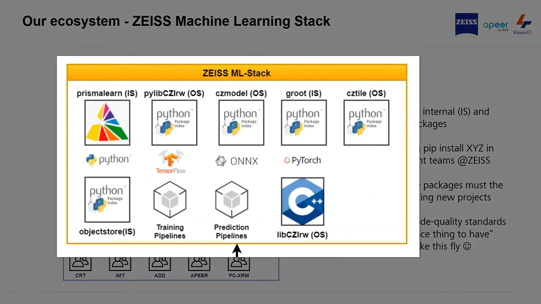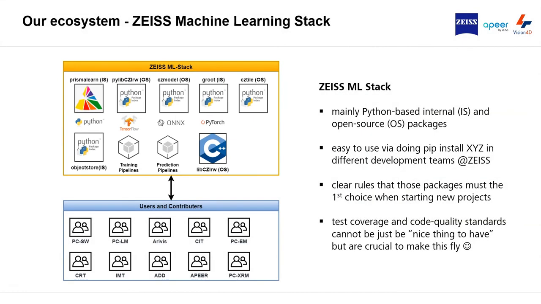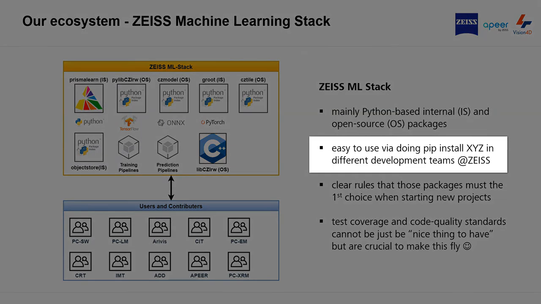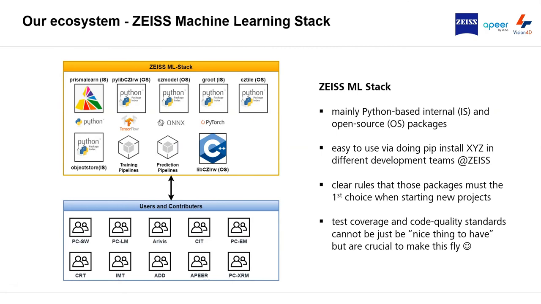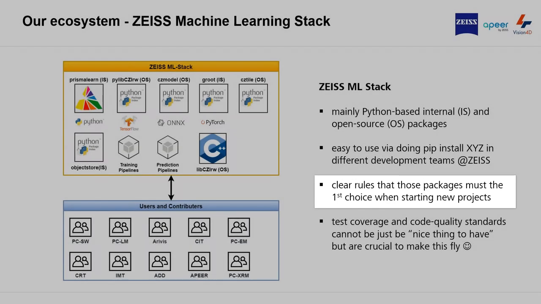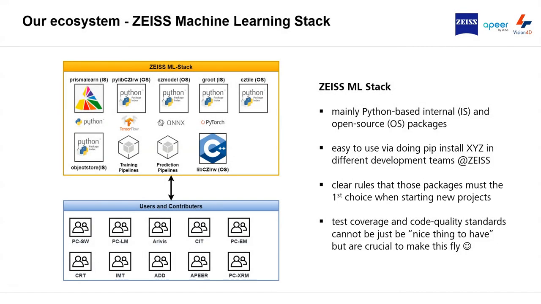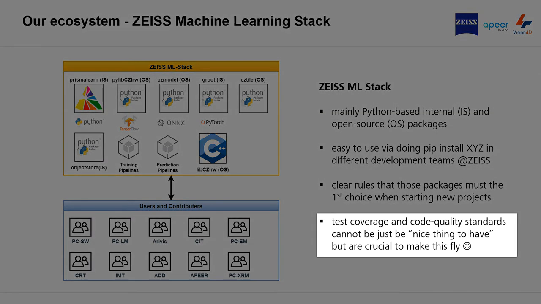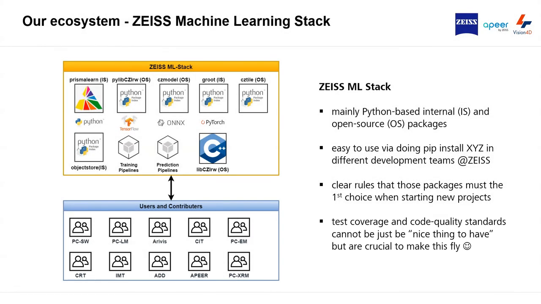The main components of our machine learning stack are shown here. It's mainly based on Python and organized into open source and internal packages. Everybody at Zeiss can easily use those simply by doing pip install xyz. We have a clear rule that those tools have to be the first choice when starting new development projects. If one needs to extend a package, then please do so. To be clear, this approach also comes with certain responsibilities. Test coverage and code quality standards cannot just be a nice thing to have, but they are crucial to make this concept fly.